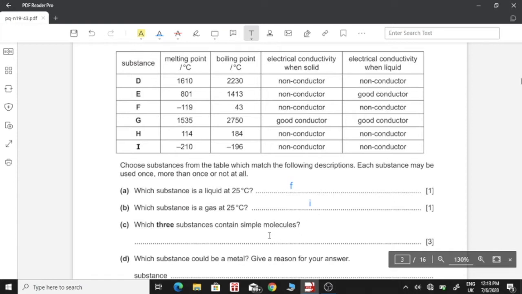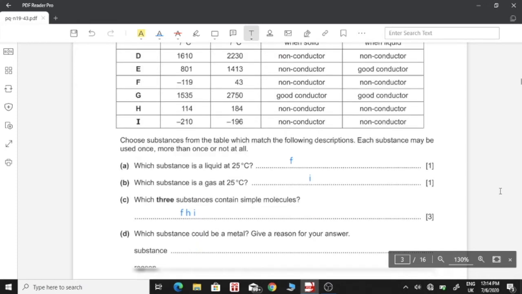So we're going to have to look for three substances which have relatively low melting and boiling points, and also cannot conduct electricity in either form. So we can take I for them, H also, since they have relatively lower melting and boiling points and they cannot conduct electricity either. And the third one is going to be F, since it has low melting and boiling points. We could have chosen D, but this has relatively higher melting and boiling points. So we have F, H, and I as the answers.